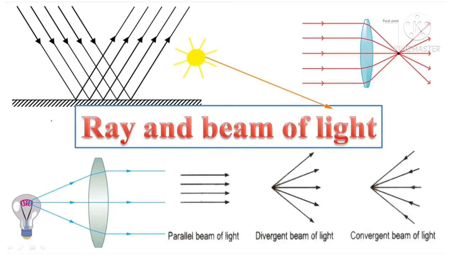A beam of light is convergent when the rays of light meet at a particular point. That is, the distance between the rays keeps decreasing till all the rays meet at a point. A beam of light is divergent when the rays of light spread out from a point. That means the distance between the rays keeps increasing.